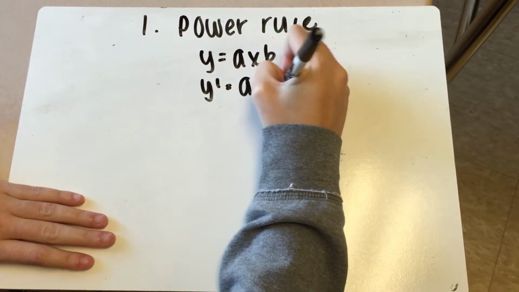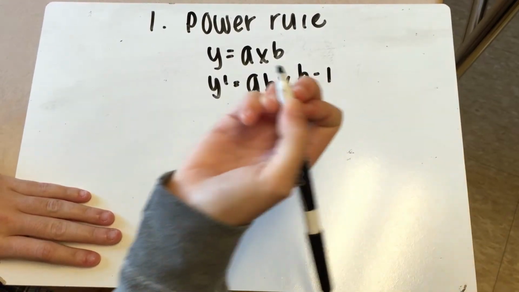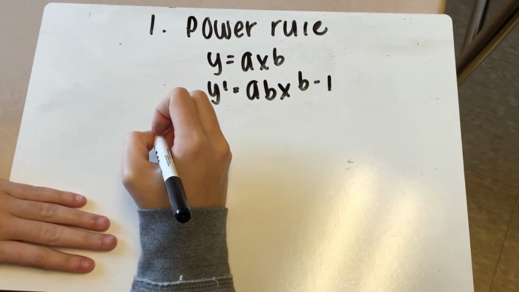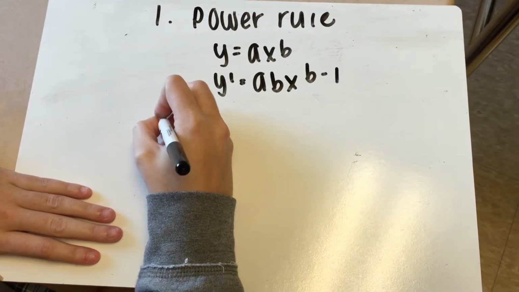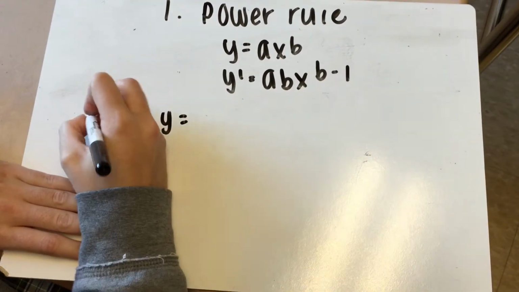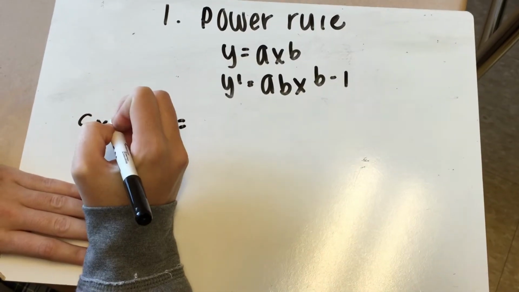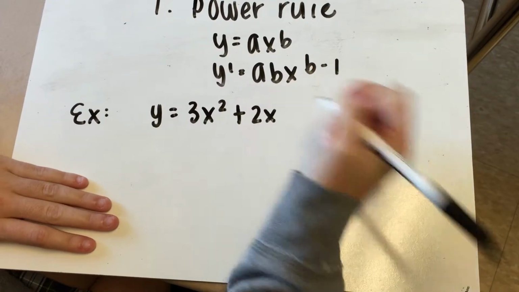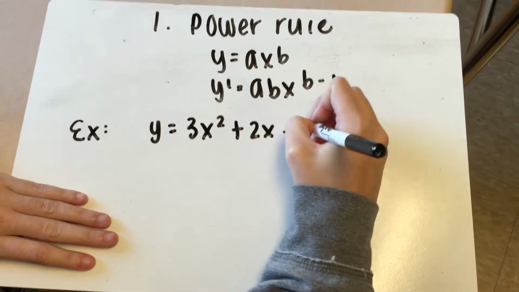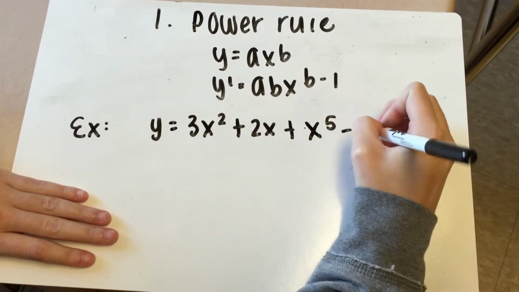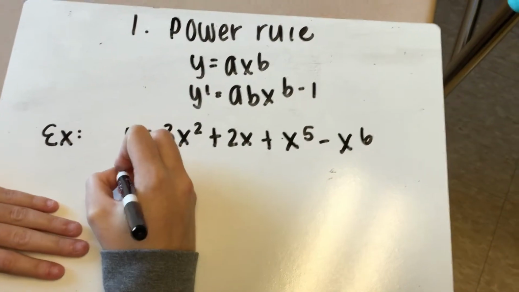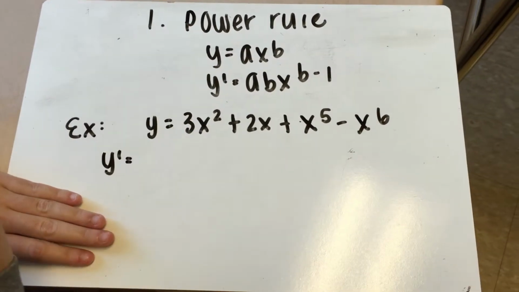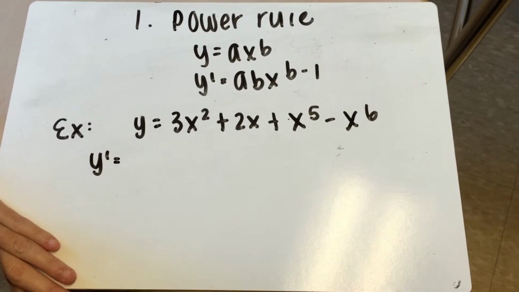We're starting out with the formula that we gave you last time. Keep this in mind while we do the examples. The first example is 3x squared plus 2x plus x to the 5th minus x to the 6th. This might seem long and scary, but don't fret about it. It'll be really simple if you just use what you know.